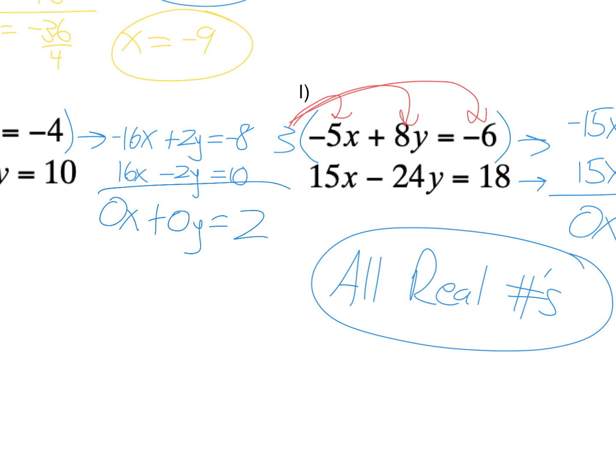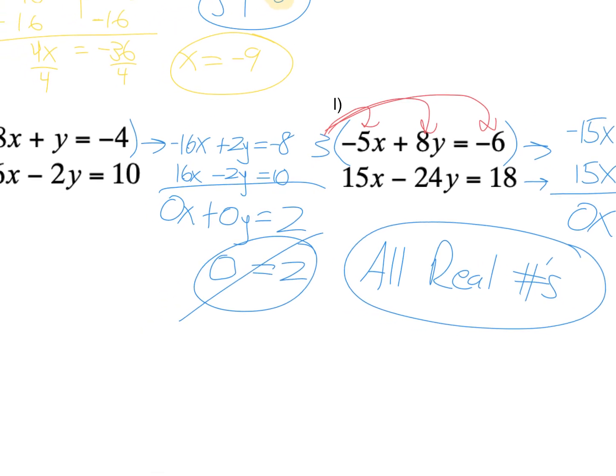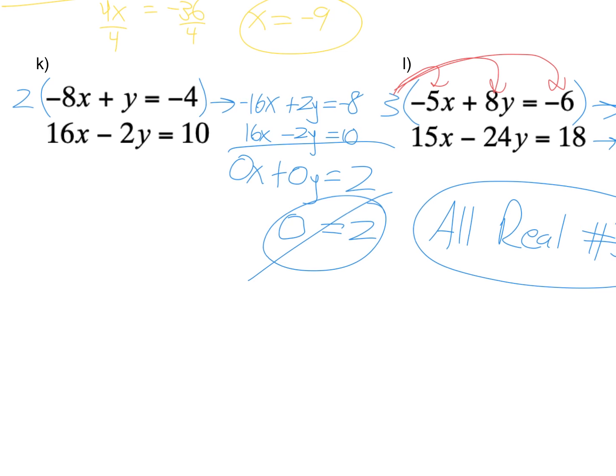So now, 0x and 0y, those are nothing. So I have 0 on the left side of the equation and 2 on the right side. So this is a false statement. 0 does not equal 2. So this is incorrect. And because we got a false statement and there aren't any variables to solve for, this set of equations, there is no solution.